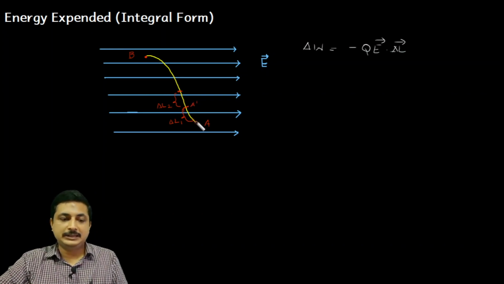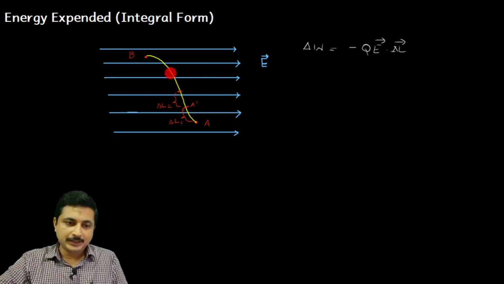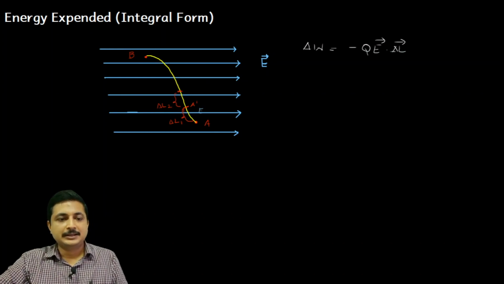My total work done from moving this charge from A to B can be considered as the work done from A to A dash, added with the work done from A dash to A double dash, maybe work done in moving from that point to another point, delta L3. That way I can sum it. Is it not? So mathematically I can write it this way.